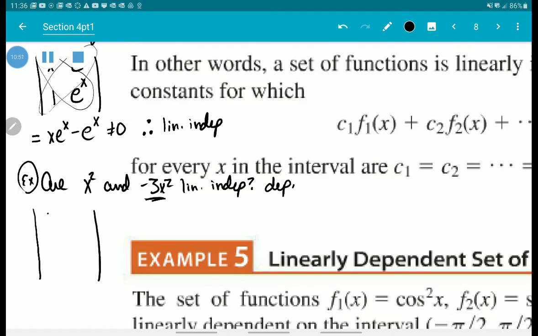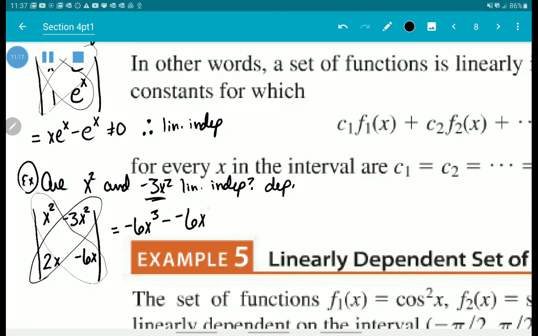So I'm going to put my x squared and my negative 3x squared across the top. And then I'm going to take the derivative of x squared, which is 2x. Take the derivative of negative 3x squared, which is negative 6x. And then we're going to multiply. So it's these two, that's negative 6x cubed, minus these two, which is negative 6x cubed. And we know that gives us 0. If the Wronskian gives you 0, then they are dependent.